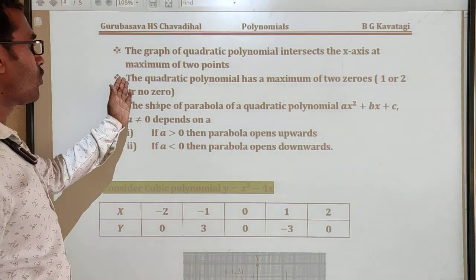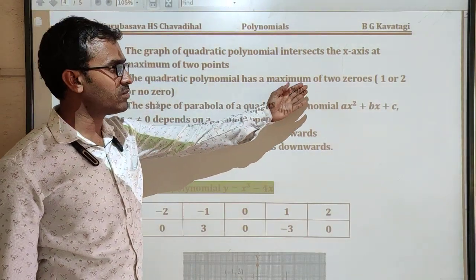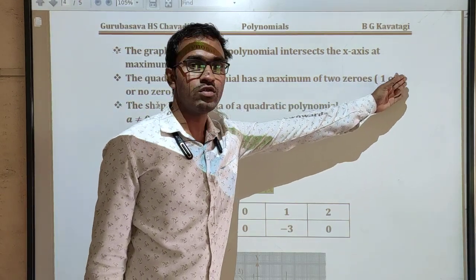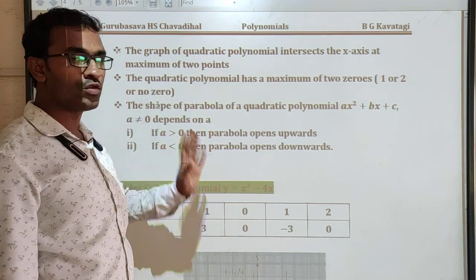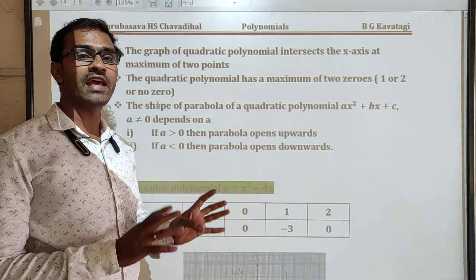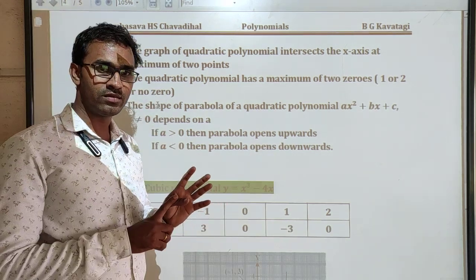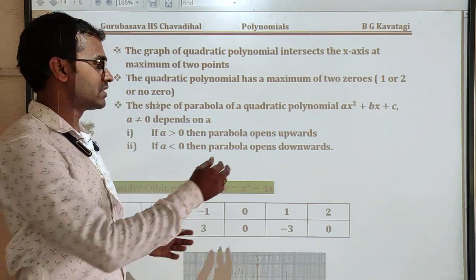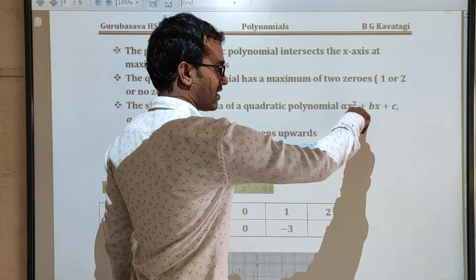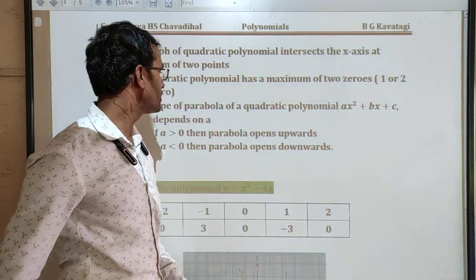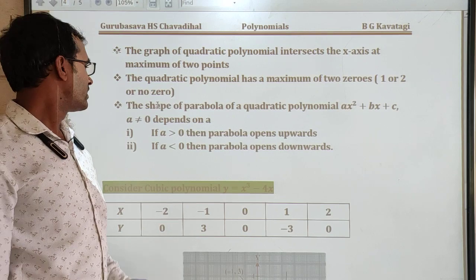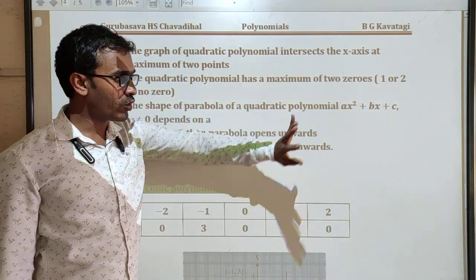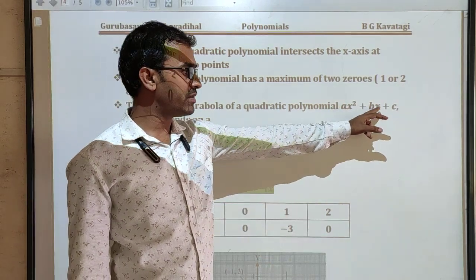And the quadratic polynomial has a maximum of 2 zeros, right? Either 1 or 2 or no zero. Means the graph intersects the x-axis only 1 or 2 times, or does not intersect, like this. If a line is like this, it does not intersect the x-axis. That is no zero.